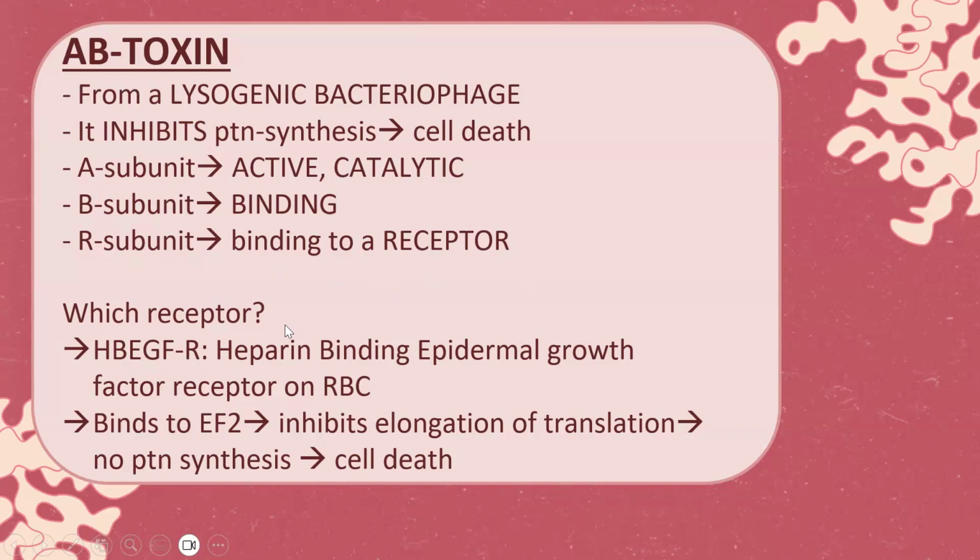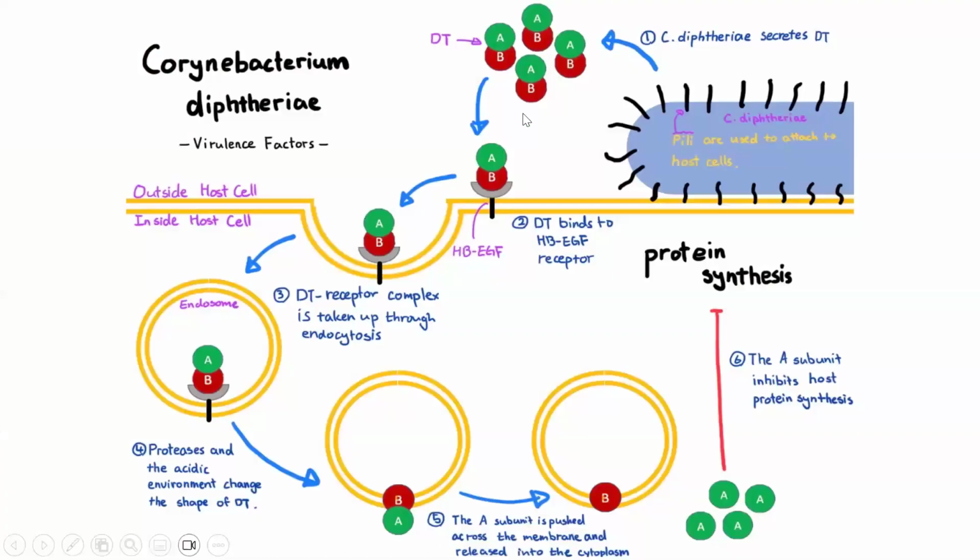When it enters, it stimulates a cascade and binds to elongation factor 2, which is a protein that aids in the elongation process of translation in protein synthesis. So it inhibits the entire process of protein synthesis, and you have cell death. So, overview: again, this is the AB toxin in the picture. The AB toxin comes, binds to the heparin-binding growth factor receptor, enters, goes to elongation factor 2, and inhibits protein synthesis.